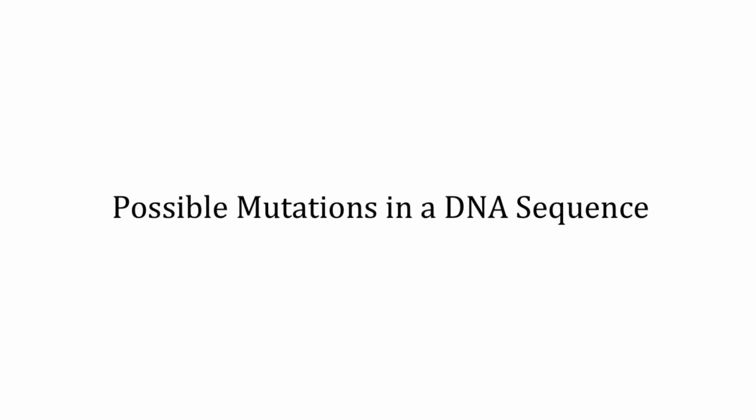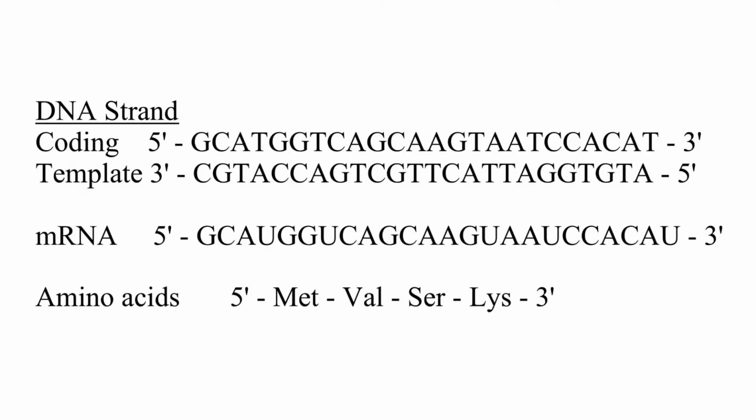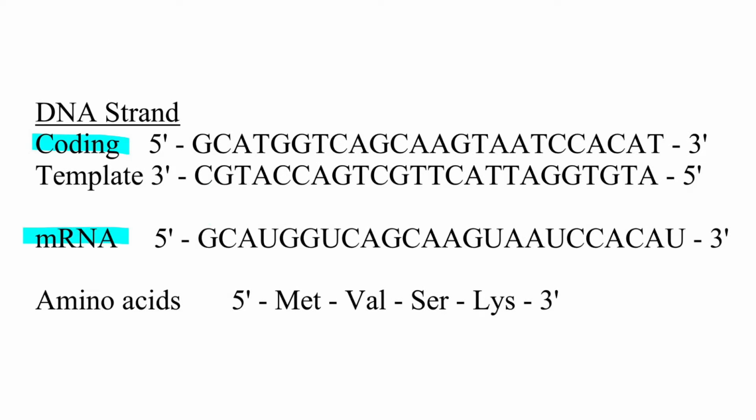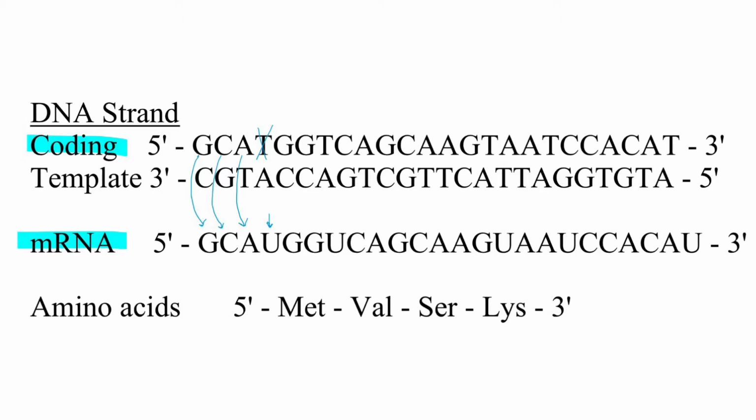Today I'm going to be talking about the possible mutations that can happen within a DNA sequence that change the outcome of the amino acids that code for a protein. In a DNA strand, there's a coding and a template strand. The template strand is what the RNA polymerase binds to and makes a corresponding mRNA strand from. The coding strand is a mirror image of the mRNA strand but contains thymines instead of uracils.